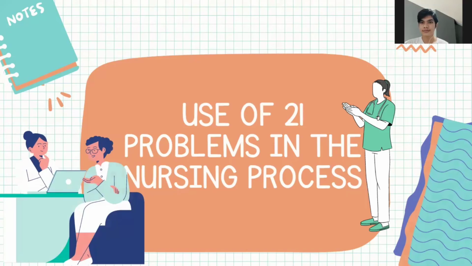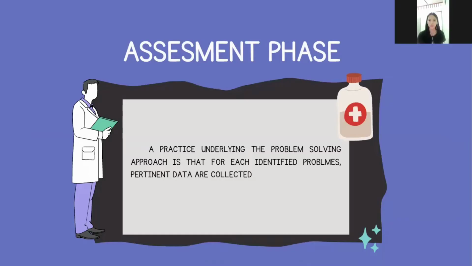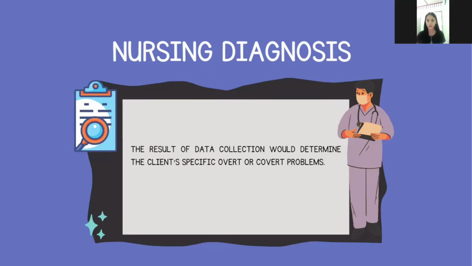Next slide. Use of the 21 problems in nursing practice. Underlying the problem-solving approach is that for each identified problem, data are collected. In this phase, we need to assess and collect data for problem identification. Using diagnosis, the result of data collection will determine the client's specific overt and covert problems. After we collect data and have the result, we diagnose them according to it.